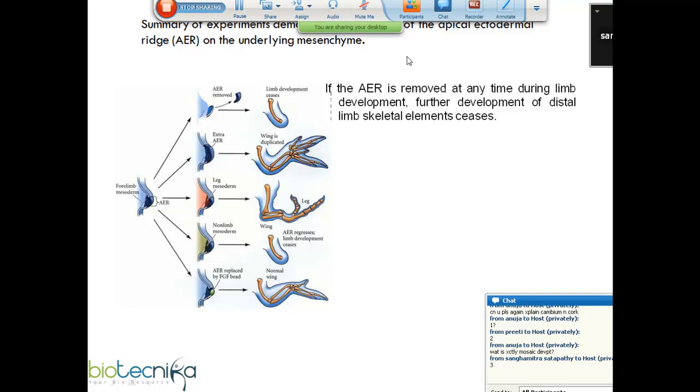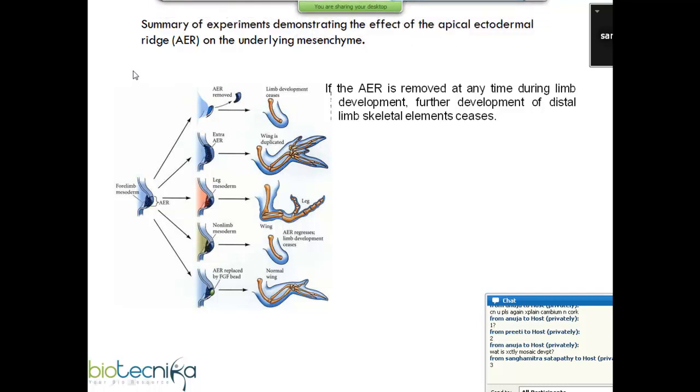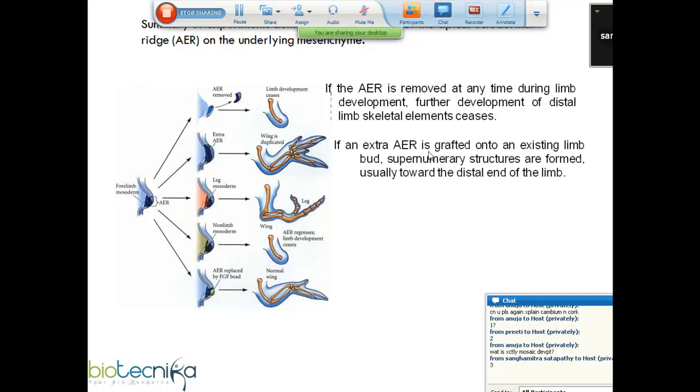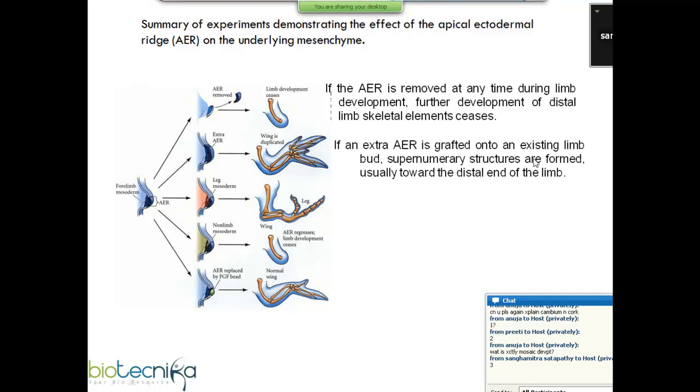Just now I am telling about the apical ectodermal ridge, it's a cell. Apical meristem, like in a plant, the same way they have named it. It is a cell which is going to produce your wing. What will happen? Extra AER is grafted in the existing limb. Supplementary structures are formed usually toward the distal end of the limb. If you see that, this is your 6th finger, an extra leg, that is a problem.